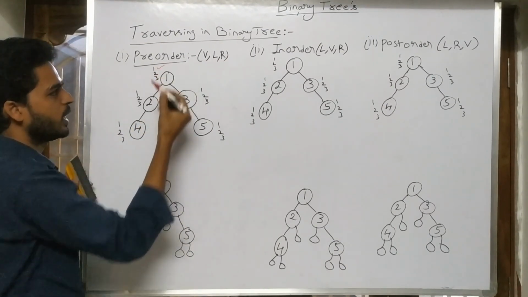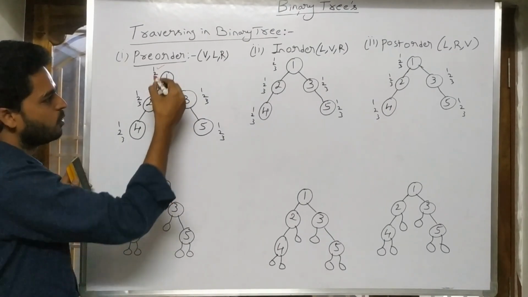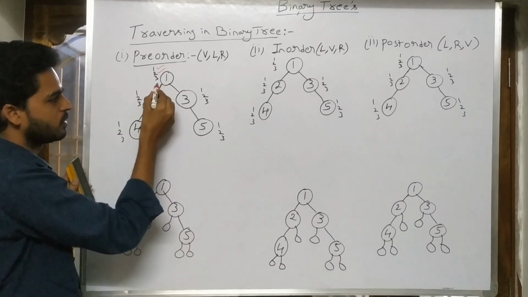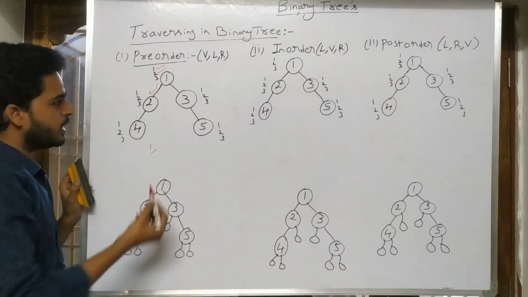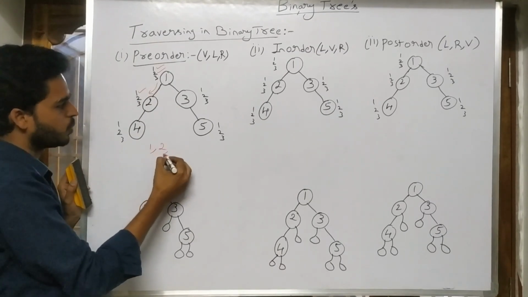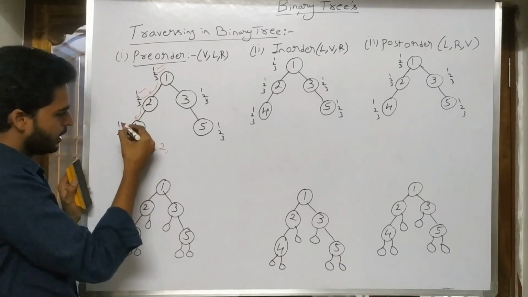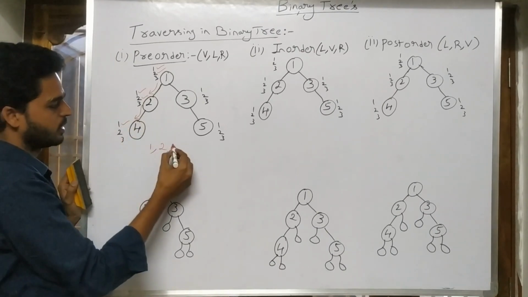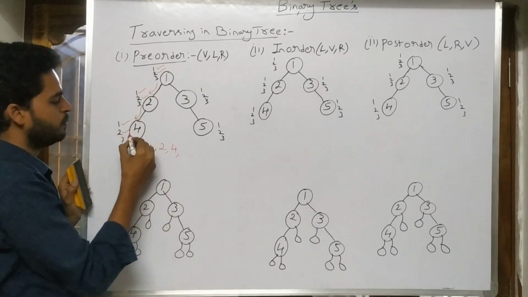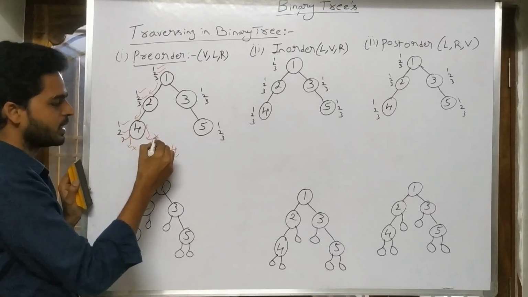First, we are going to visit the node, so we will get the value 1. Then we will move to the left side. Then first step is again visiting the node, that is 2. Then second step, that is visiting the left side. Then first step, that is visiting 4. Then second step, nothing. Then third step, nothing in the right side.